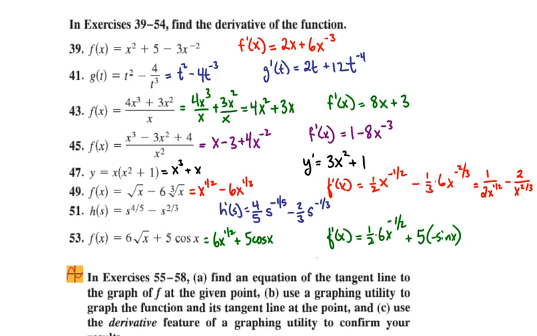So to simplify this, half of 6 is 3, x to the negative 1/2, then 5 times negative sine is minus 5 times sine of x, and that does it for this problem and this group of problems here. We'll go on to exercises 55 through 58 in the next video.